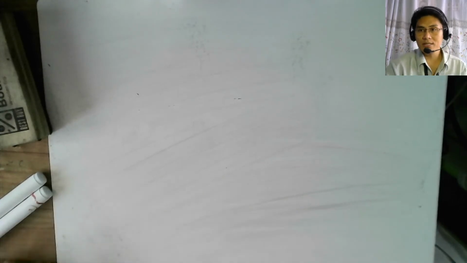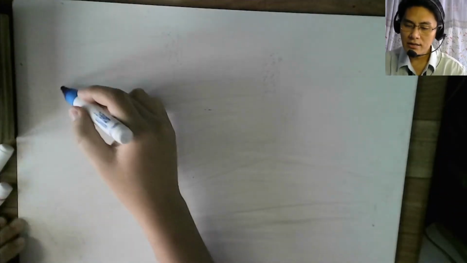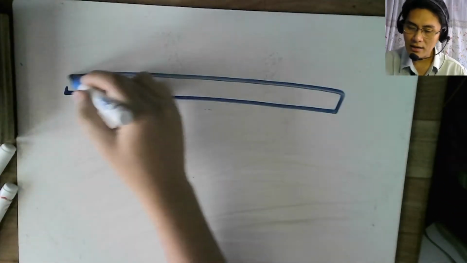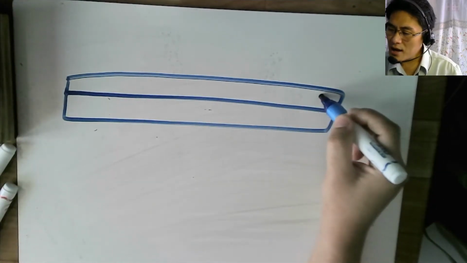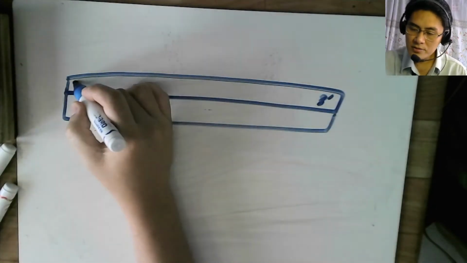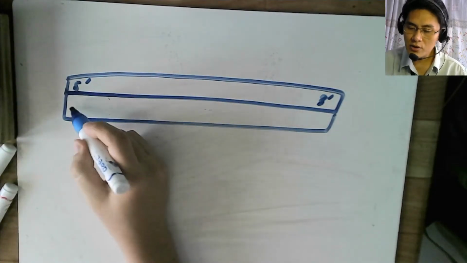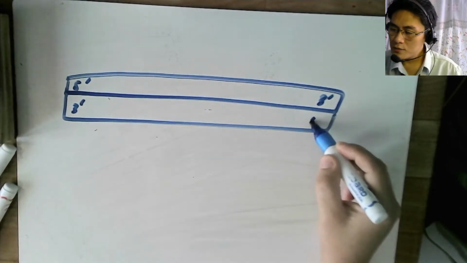Now, let me address some nuances here. The DNA therefore has two strands, right? Let me draw this two like that. This strand is 3 prime. This strand is 5 prime. So the other strand is opposite. It's 3 prime to 5 prime.